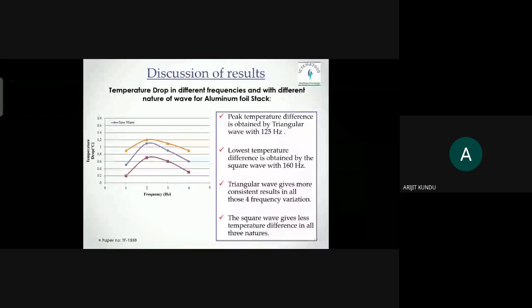And this is the result obtained with the aluminum foil stack. The peak temperature difference is obtained by the triangular wave of 125 hertz, and the lowest temperature difference is obtained by the square wave, here also of 160 hertz. The triangular wave here also gives consistency in good results.